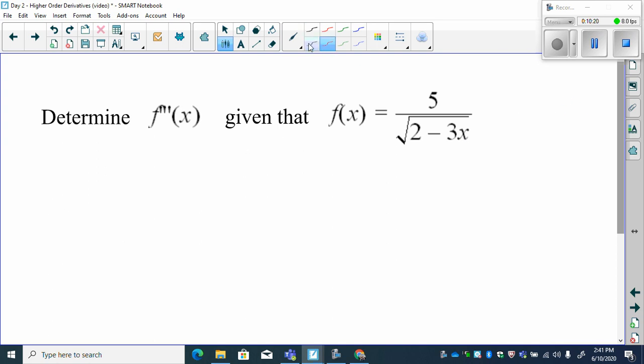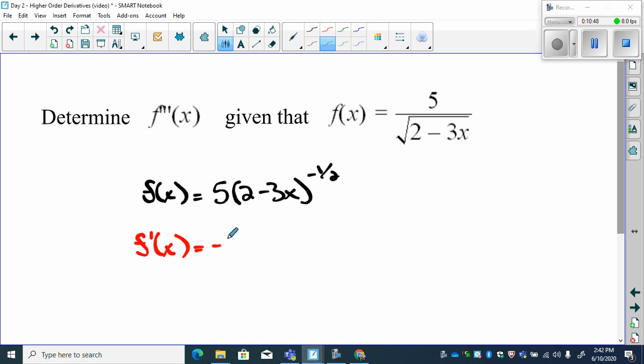Okay, so for the following, we have f of x. Let's just change this so that we can set it up in order to use the chain rule. So 2 minus 3x under the square root is like saying 2 minus 3x to the 1/2. If I bring it up to the top, it would become a negative 1/2. Now I can do a chain rule.